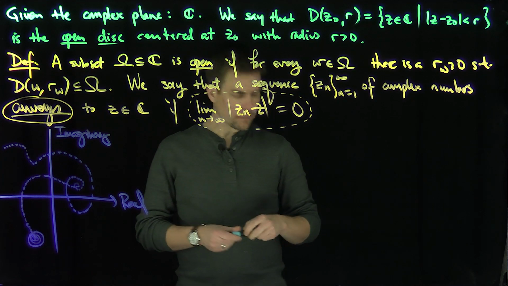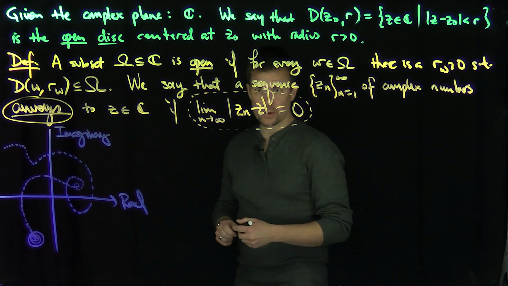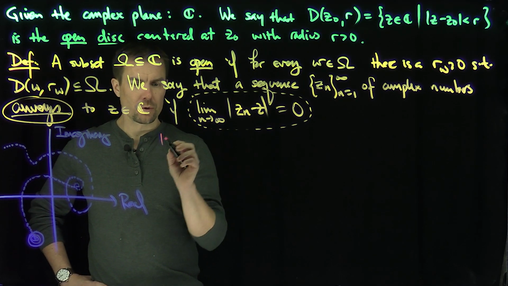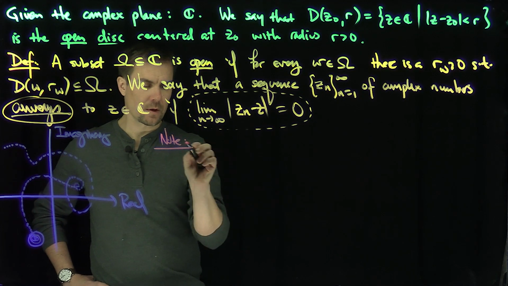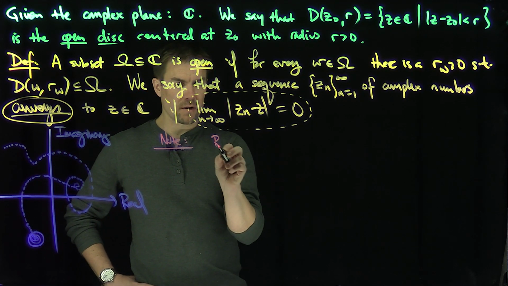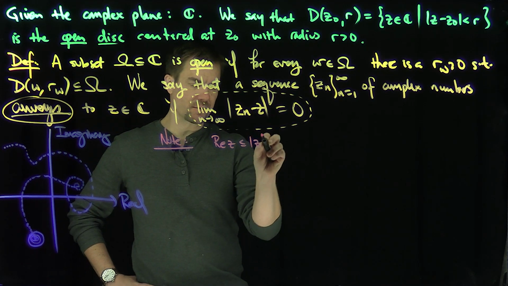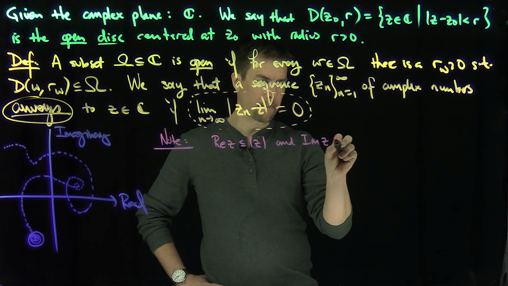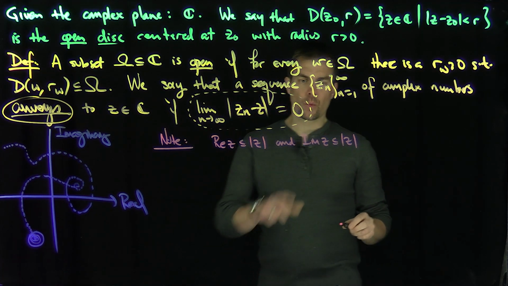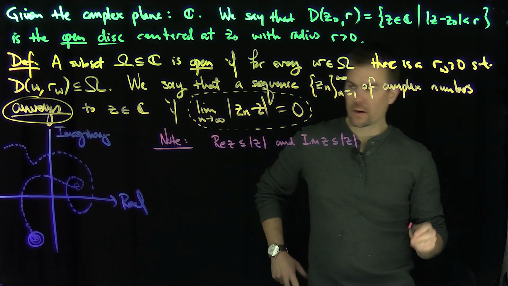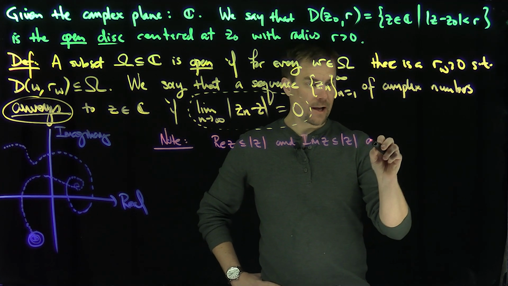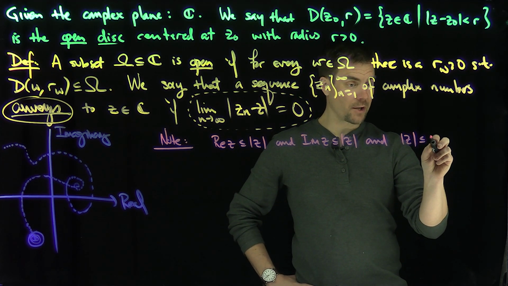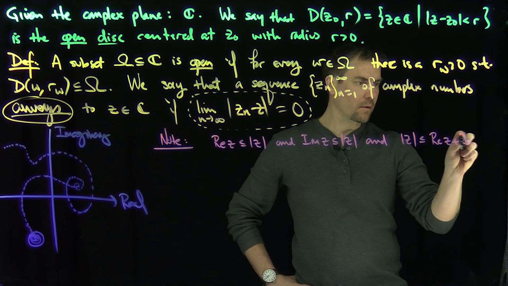Excellent. Now, what's an important lemma? Let's do a note first. The real part of z is less than or equal to the modulus of z, and the imaginary part of z is less than or equal to the modulus of z. Those are trivial inequalities, because that's y, and that's the square root of x squared plus y squared, which is bigger. One other inequality is that the modulus of z is less than or equal to the real part plus the imaginary part. That's the only hard one to prove.